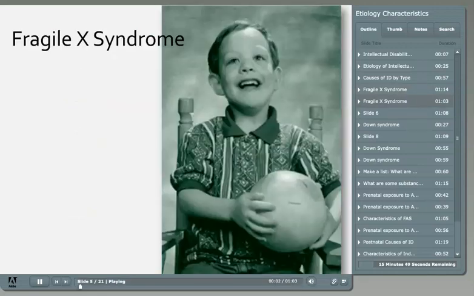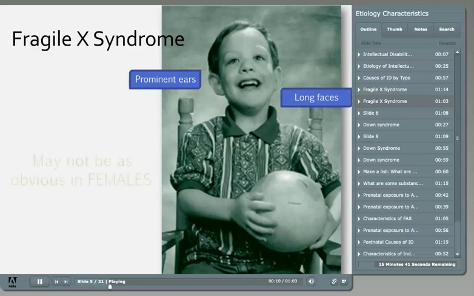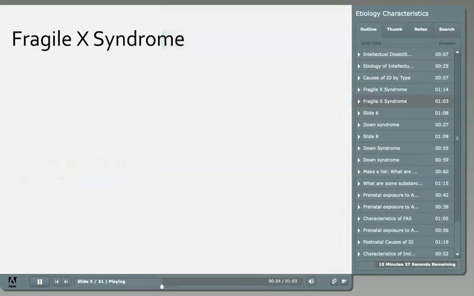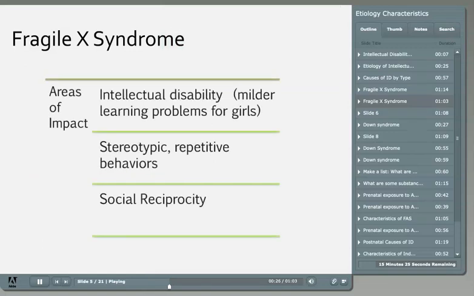There are some primary physical features that people associate with Fragile X syndrome. In males, these include long faces and prominent ears. The ears are often wider and longer than usual and may project away from the head. The physical features tend not to be as obvious in females. In terms of academic impact, there is almost always a diagnosis of intellectual disability in males.